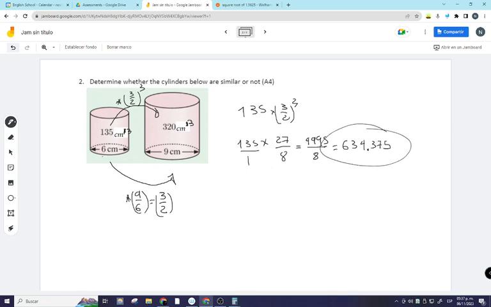So this should be the volume of the big cylinder. Since we didn't get the actual value, that means that the concept of scale factor doesn't apply here. And since there's not a scale factor that can help you convert from lengths to lengths and from volumes to volumes, that means that the figures are not similar. So they are not similar.